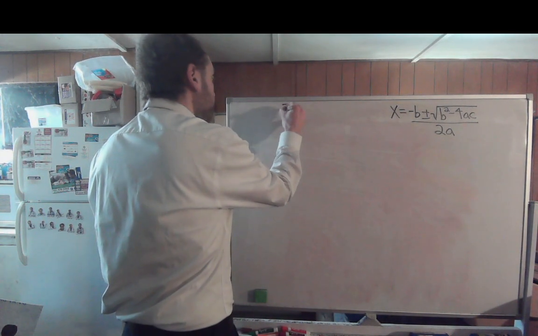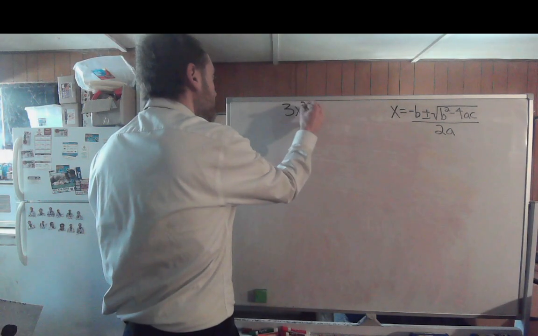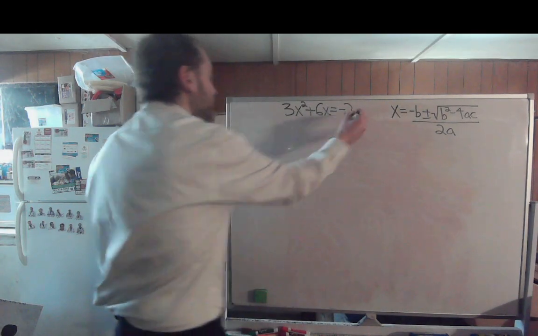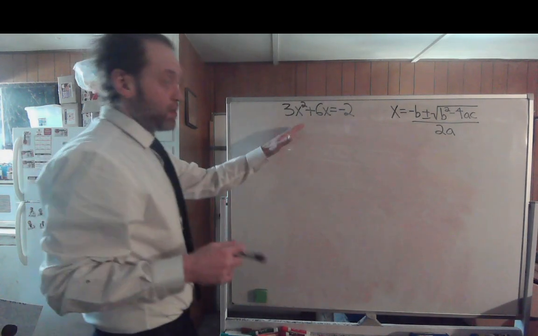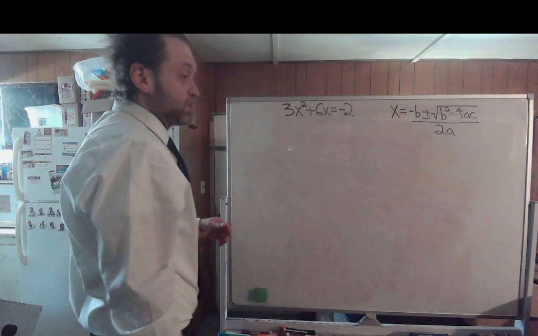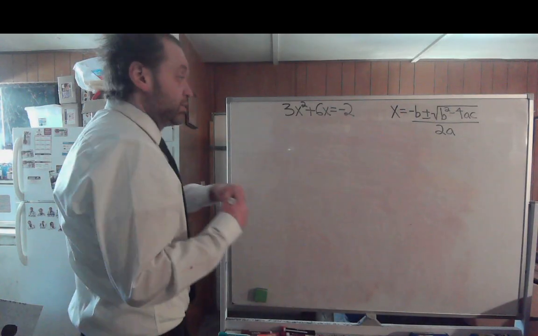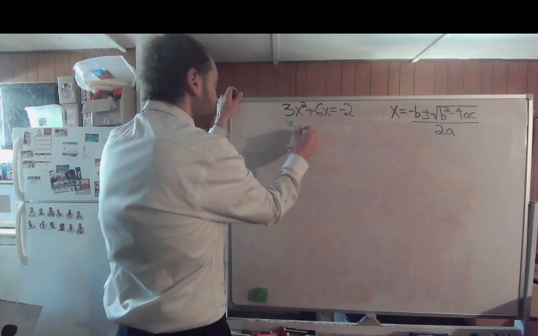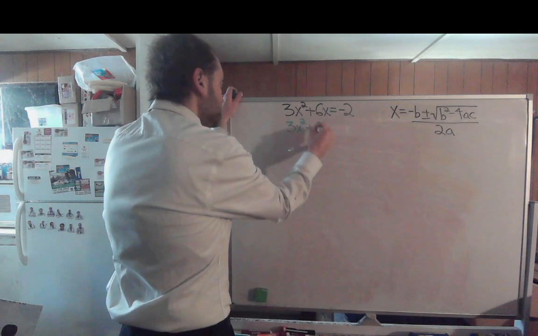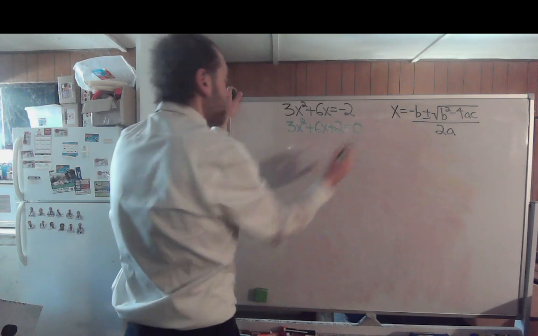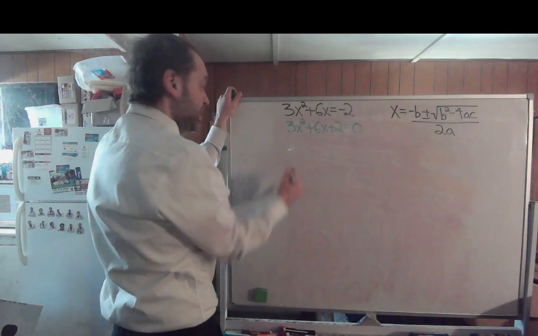All right, let's see. 3x squared plus 6x equals negative 2. So we have 3x squared plus 6x equals negative 2. Well, for starters, we need the right-hand side to equal 0. So add 2 to both sides. You'll end up with 3x squared plus 6x plus 2 is equal to 0. Now we can apply the quadratic formula.